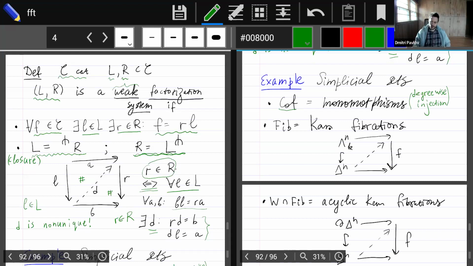Fibrations are what is called Kan fibrations. So we say F is a Kan fibration if it has the right lifting property with respect to the so-called horn inclusions. So what is lambda and delta n? Well, first let's recall that delta n is a representable simplicial set. Let me draw a picture for n equals 2. Delta 2 is going to look like a true simplex.